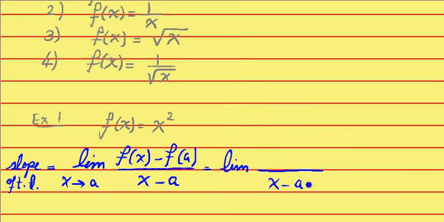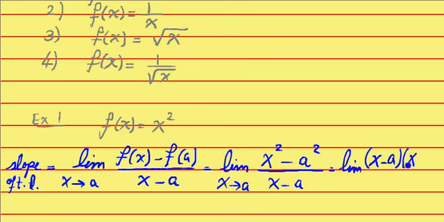x minus a, same. f of x, well, that f of x is x squared. f of a is a squared. x coming close to a. We go ahead and use the tricks we have learned so far. Limit of, what can we do here? Simple exercise. We know this can be factored easily. It's just (x minus a) times (x plus a) over (x minus a) as x approaches a.